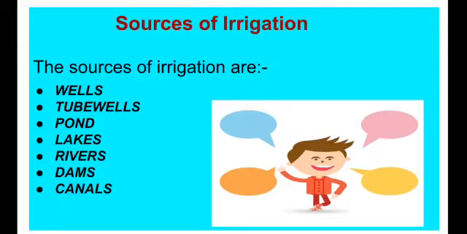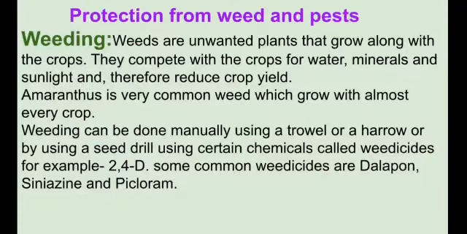So now let us move ahead to our next step, that is weeding. For protection from weeds and pests, we need to do weeding. What are weeds? Weeds are unwanted plants that grow along with the crops. They compete with the crops for water, minerals and sunlight, and therefore reduce crop yield.